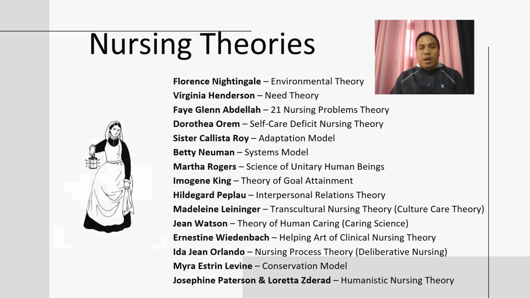We have Dorothea Orem, self-care deficit nursing theory. Nurses care for patients when they cannot care for themselves. Sister Callista Roy, adaptation model. People adapt to changes in health and environment. Nursing helps them cope and adjust. We have Betty Neuman, the systems model. Patients are open systems affected by stressors. Nurses help maintain balance and stability.